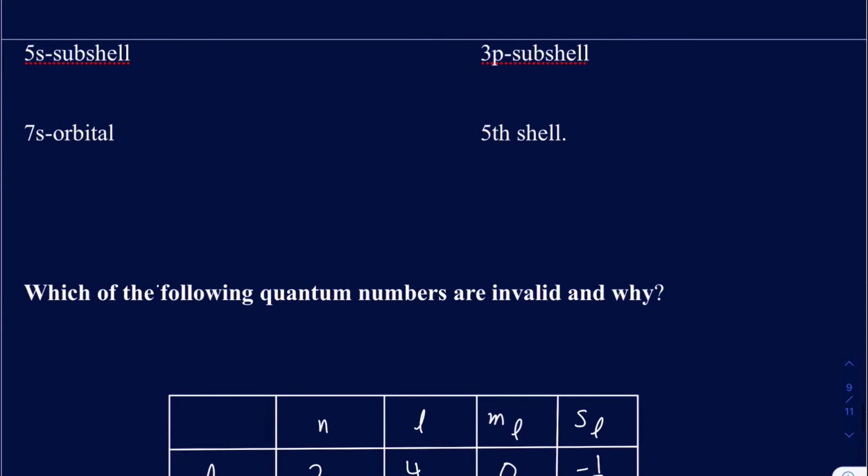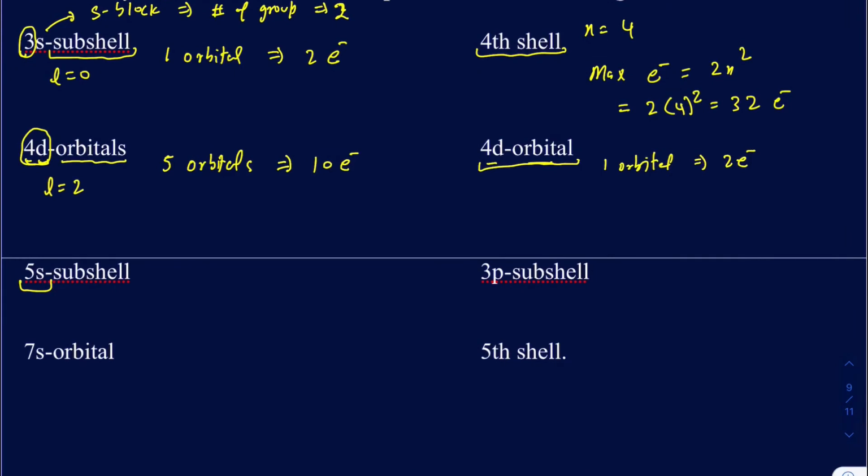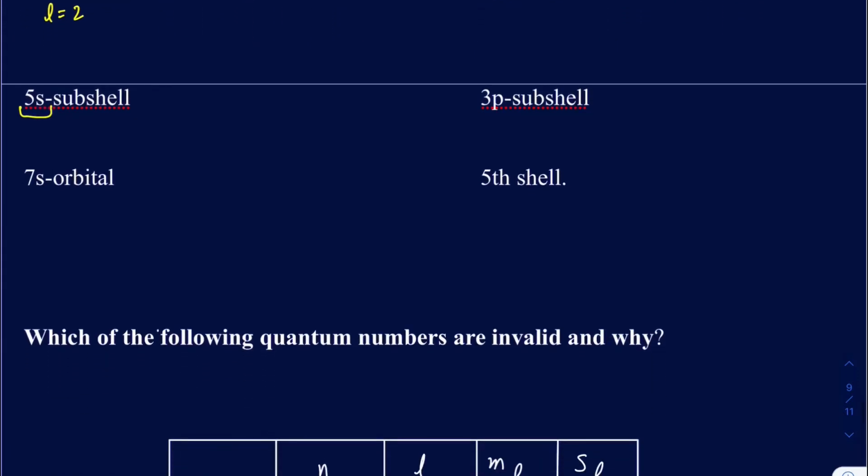Okay, what about the 5s subshell? Well, what we said earlier when we did the first question with the 3s subshell is that it doesn't matter whether you're in the 3s, 4s, or 5s subshell. The maximum number of electrons depends on the L value, which in this case is 0. That means m is going to be 0, so you have one orbital in there. Since you have one orbital, the maximum is 2 electrons.